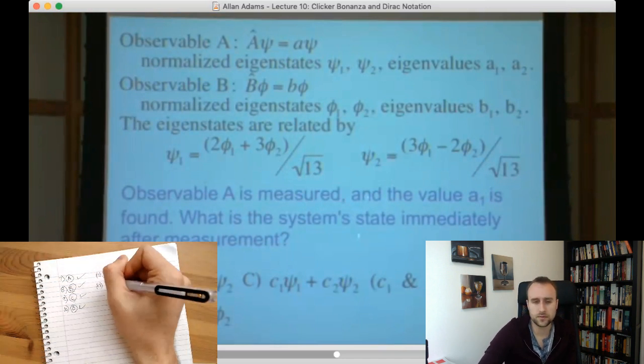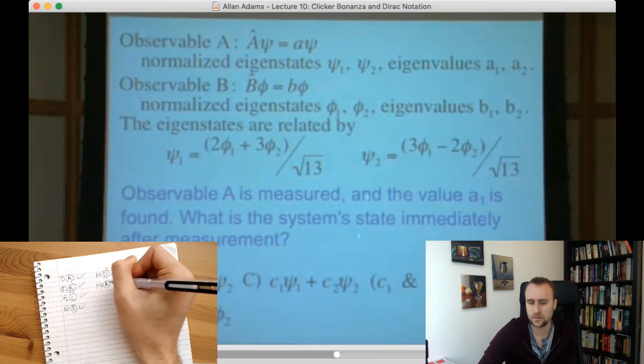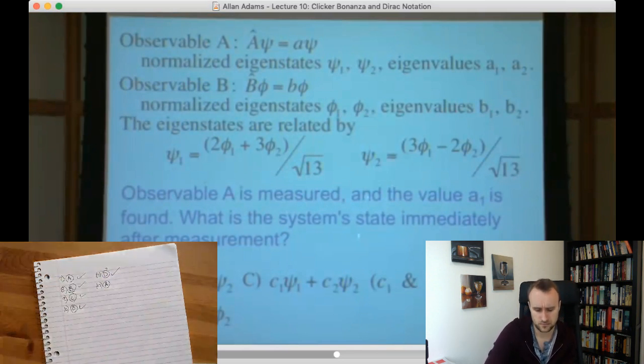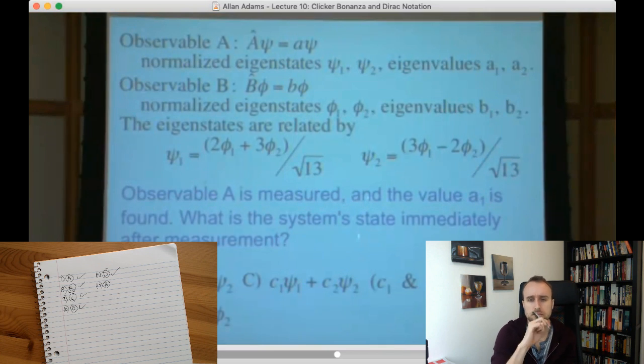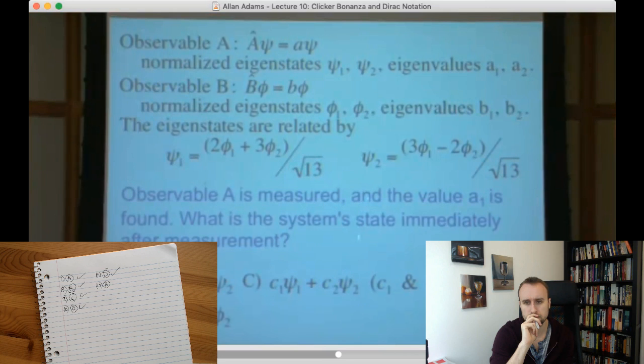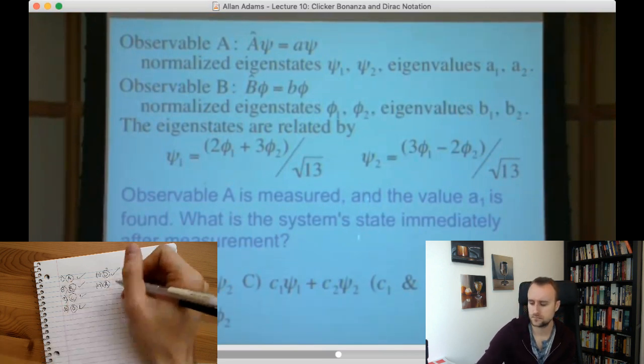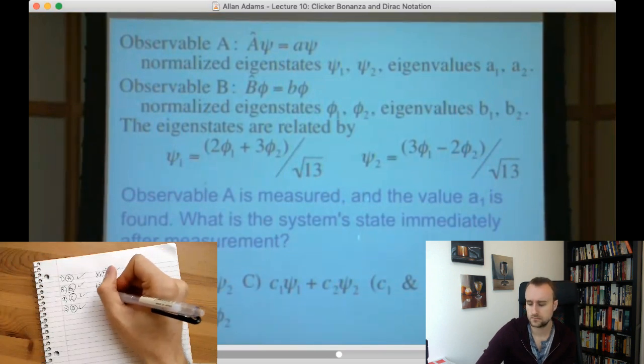Well, immediately after measurement, it's going to be psi 1 because the system collapsed. All right, 5 seconds. 2, 1, click away. Okay, great. So there's pretty strong agreement among y'all that the answer is A, and that is indeed the answer. Questions? Okay, good. So a slightly less obvious one.